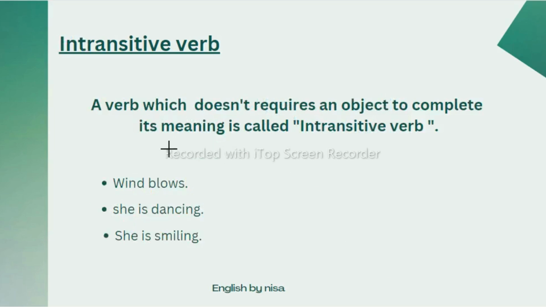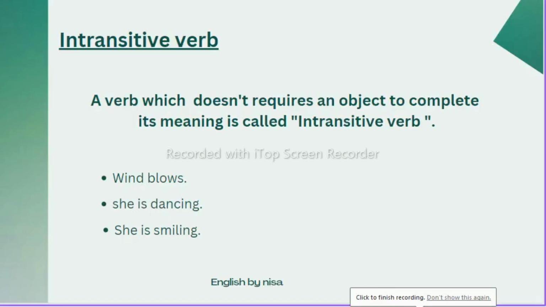Now, intransitive verbs are the verbs which don't require an object to complete their meaning. That is called an intransitive verb, like wind blows. The verb which doesn't require an object to complete its meaning, but makes good sense by itself, comes under intransitive, like wind blows, which is complete by itself and doesn't require an object. She is dancing. She is smiling. All of these come under intransitive verbs.